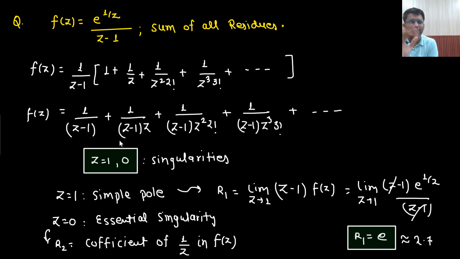First of all, z equals 1 is a simple pole, sir, very easily I could find out. Then z equals 0 is also there. Now z equals 0 is an essential singularity. So that means I need to find out the coefficient of 1 by z in f of z. Now how do I find out the coefficient of 1 by z in f of z?